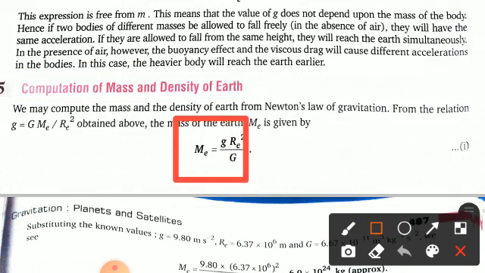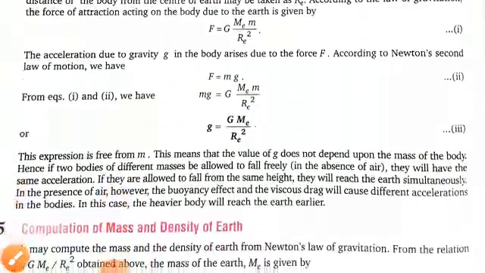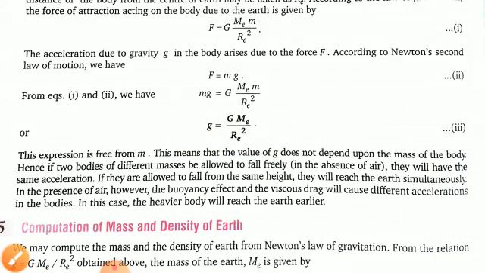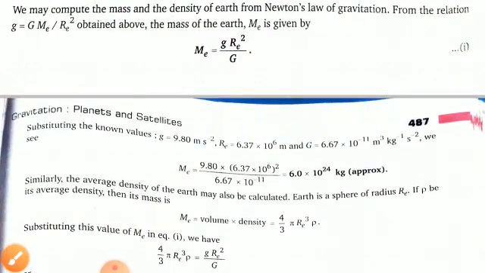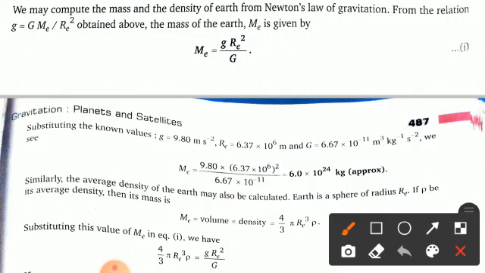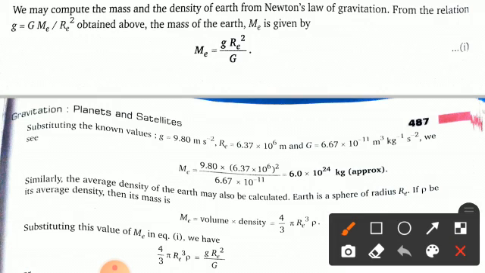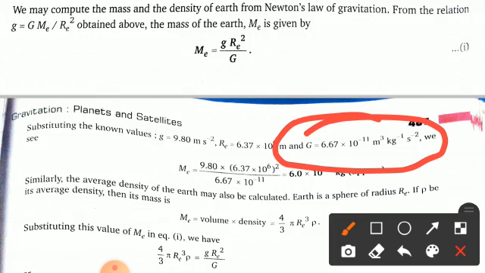This is the relation for the mass of earth, and all these things are coming from the same formula which we have already proved here, your equation number 3. So here you can write M_e is equal to g R_e square by capital G. Now substitute the values. As you all know, small g, acceleration due to gravity, has a value of 9.8 meter per second square. R_e, the radius of the earth, is 6.37 into 10 to the power 6 meter. Capital G is a universal constant, 6.67 into 10 to the power minus 11 meter cube per kg per second square.